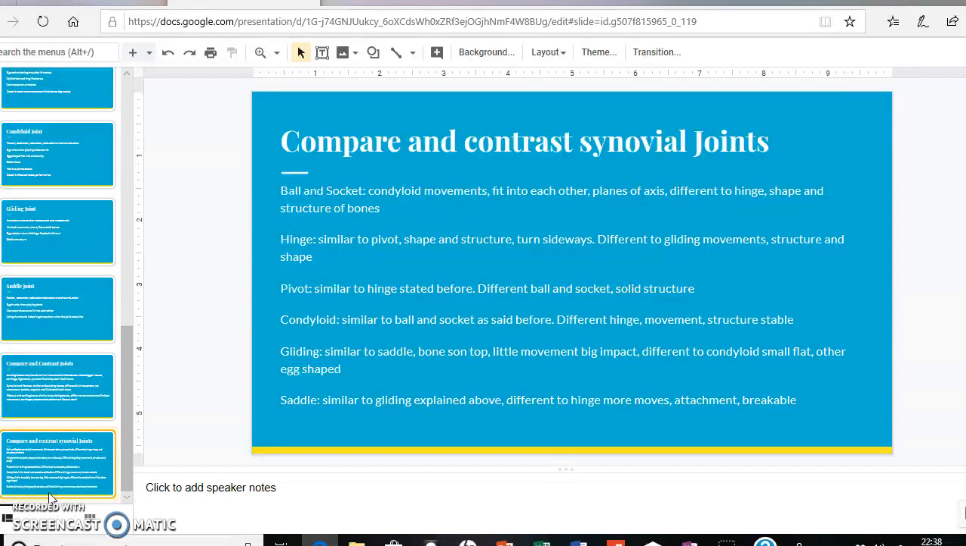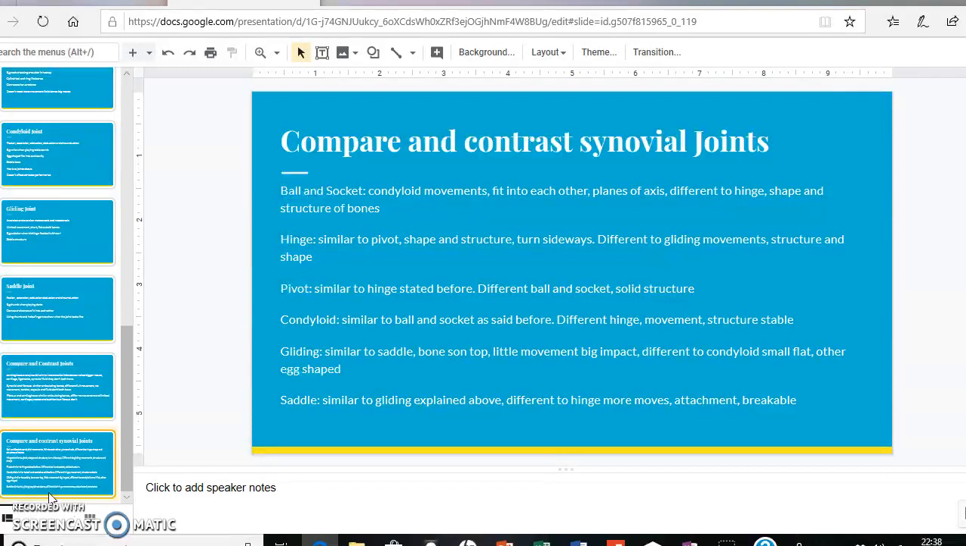The gliding joint is different to the condyloid joint because it can only make small movements due to the small flat cuboid bones that make up the joint. The condyloid joint allows bigger movements and has more space at the joint due to the egg-shaped bone fitting into the cavity of another to be able to do the movements flexion, extension, abduction, adduction, and circumduction.